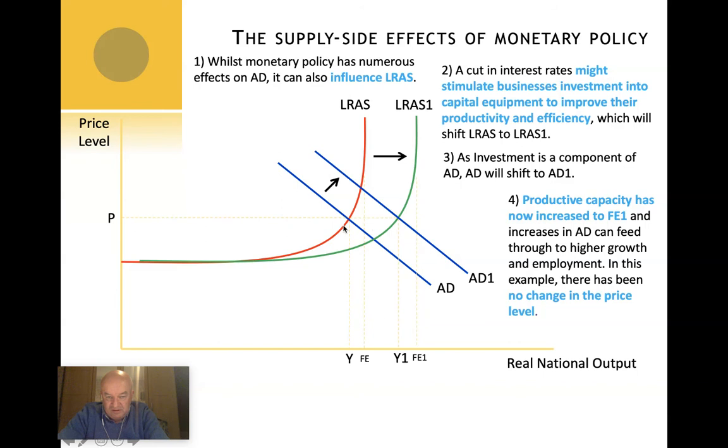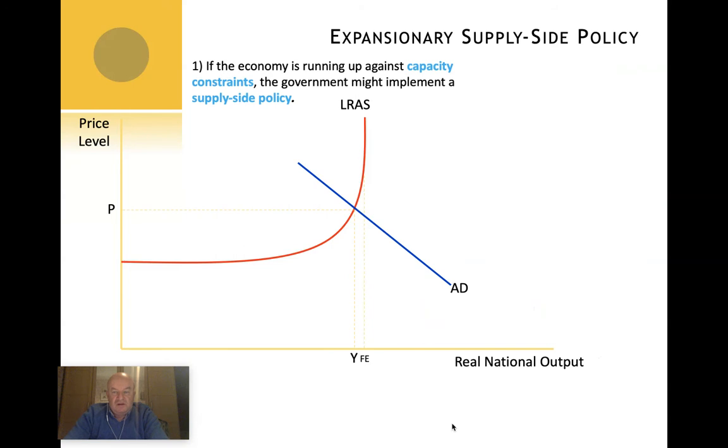The actual price level of those goods, because of the improvement in economic efficiency and productive capacity, has not been particularly inflationary. There's been no change in the price level in this instance. Okay, so that's quite a nice example of demonstrating how a particular type of monetary policy might have a supply side effect. Let's take a look at if we've got an expansionary supply side policy then.